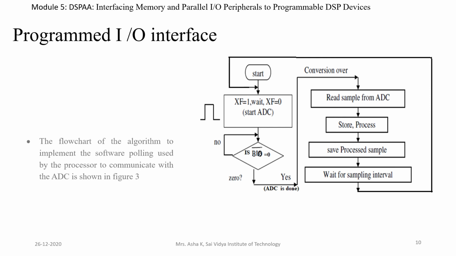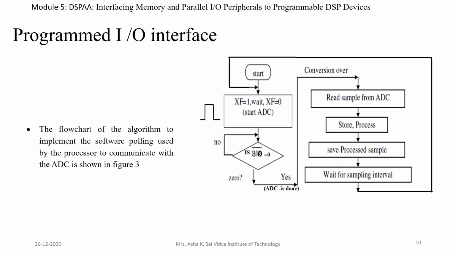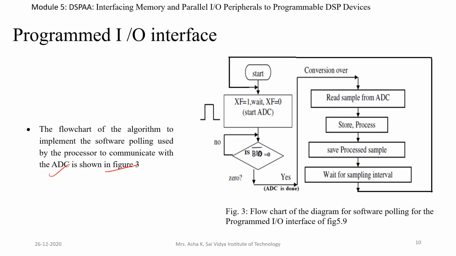Now we are going to learn about the flowchart of the algorithm to implement the software polling used by the DSP processor to communicate with the analog to digital converter. In this diagram, after the start, every time the external flag bit will be verified. If the external flag is equal to 1, it will remain in the waiting situation. If the external flag is equal to 0, the ADC process will be started.